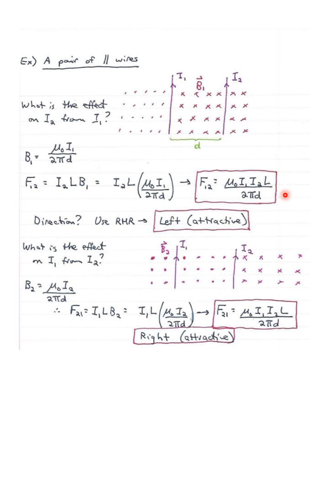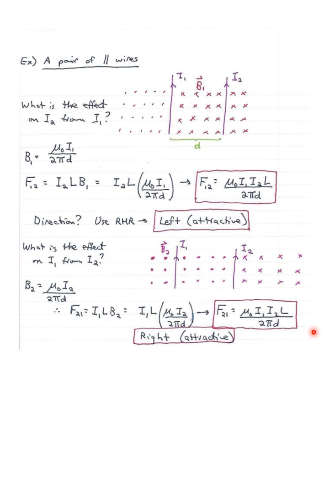And we can use the right-hand rule, apply it to current 1, point our outstretched hand up in the direction of I1. The magnetic field from I2 is going into the page, and so our thumb points to the right. And so what we're seeing is that wire 1 and wire 2 have an equal and opposite attractive force on each other. And Newton's third law, by the way, would have told us the same thing.